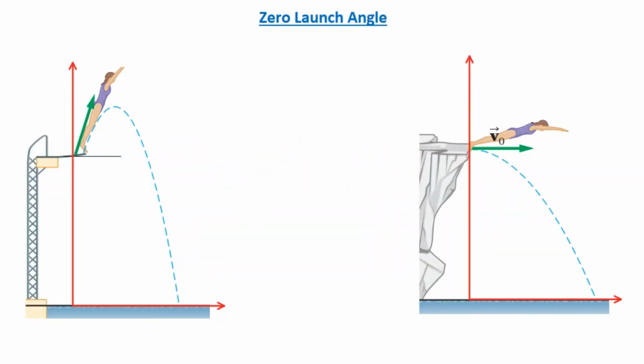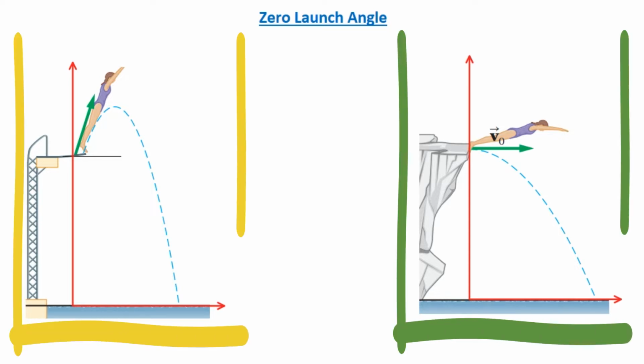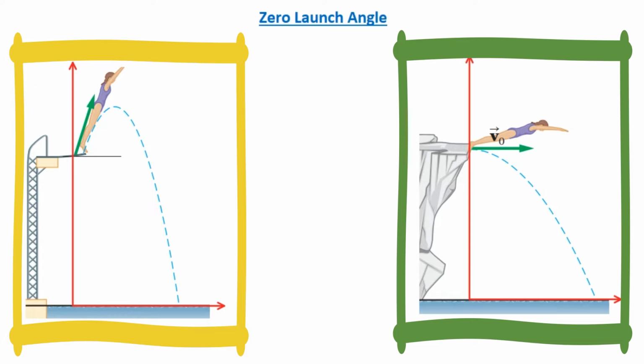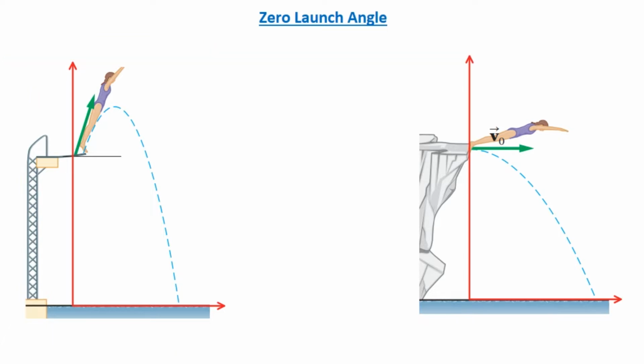So in this video we'll explore zero launch angle. Now here you see these two projectiles launched at different angles. Let me first explain the coordinate system. This is our positive y direction, this is the positive x direction. Similarly, this is positive y, positive x.